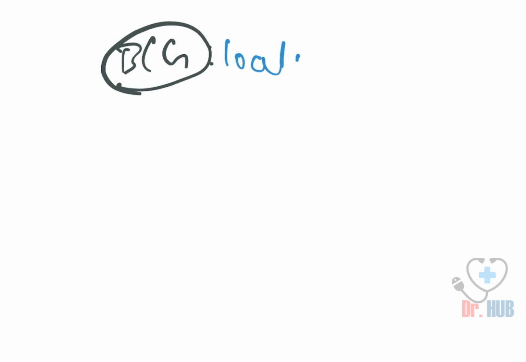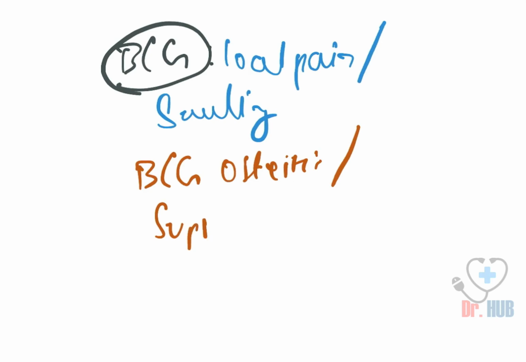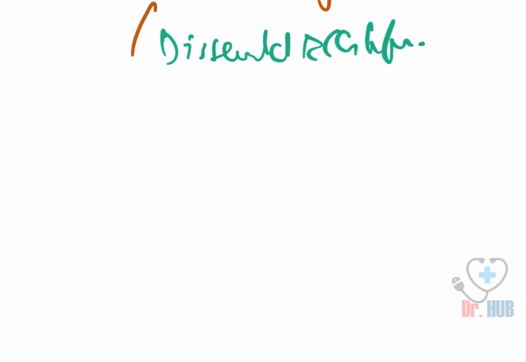So firstly, we look at the BCG. So BCG vaccine, looking at some of the common reactions is that it can cause local pain as well as swelling. Then looking at some of the rare complications, it can lead to BCG osteitis. Next, also the suppurative lymphadenitis. Next, there is also the disseminated BCG infection, which may be associated with the BCG vaccine.